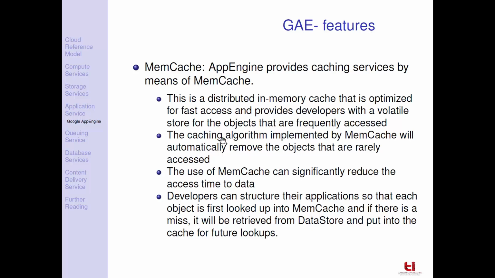So the caching algorithm implemented by memcache will automatically remove the objects that are rarely accessed. Use of memcache significantly reduces the access time to the data. Developers can structure their application so that first the object is looked up in memcache, and if it is not found there, that is if there is a miss, then it will be retrieved from the data store and put into cache for future lookups. This increases the speed of the application by providing faster access to the memory.